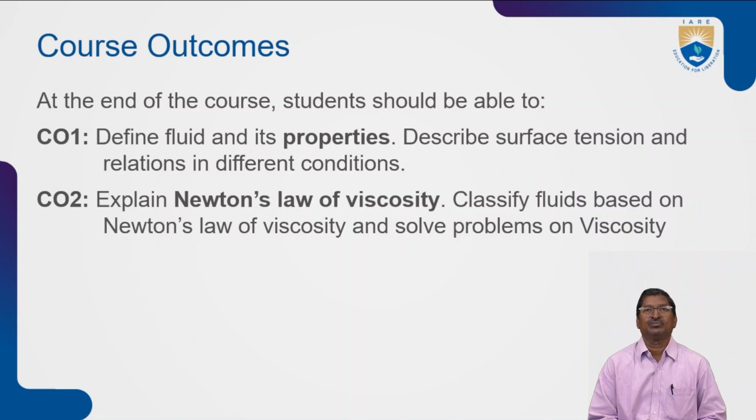Course outcome 2 is related to Newton's law of viscosity. Fluids are majorly divided into 2 types: Newtonian fluid and non-Newtonian fluid. Those which obey Newton's law of viscosity are called Newtonian fluids. Those which do not obey Newton's law of viscosity are called non-Newtonian fluids. According to this, the students will learn Newton's law of viscosity and the classification of fluids based on it, and also solve some problems on viscosity, which is course outcome 2.